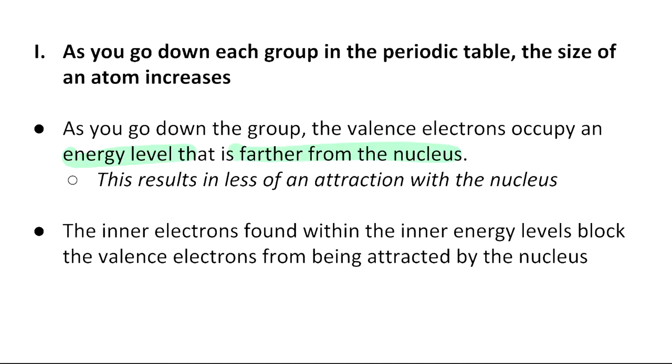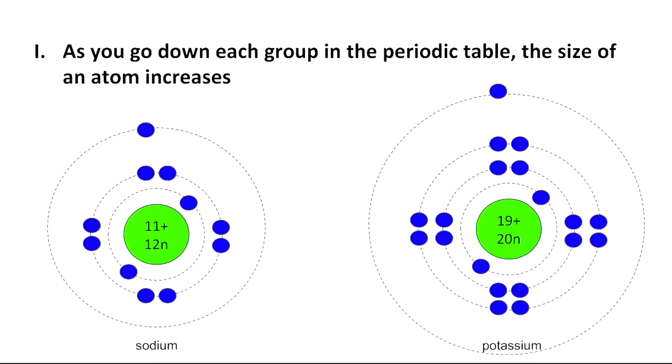And this will result in less of an attraction to that nucleus, as we're going to see with the second component of this trend. So the inner electrons found within the inner energy levels will block, they will repel the valence electrons that are being attracted by the nucleus. And we're going to see what that trend looks like with the diagram that I'm going to show you. So here we have two atoms that lie directly one above the other. So sodium, if you look at the periodic table, is just above potassium.